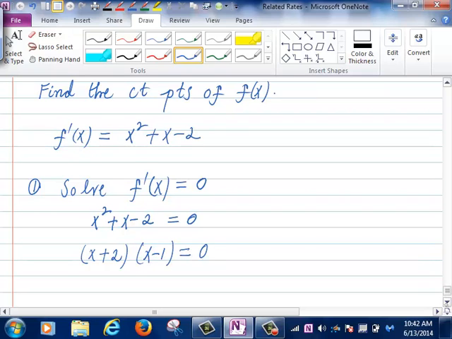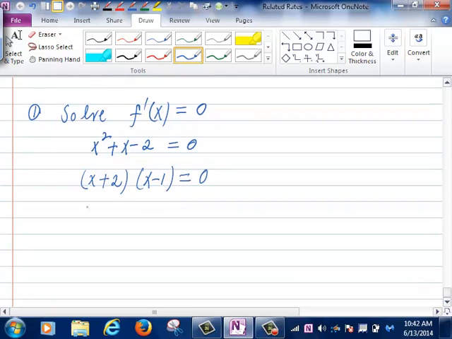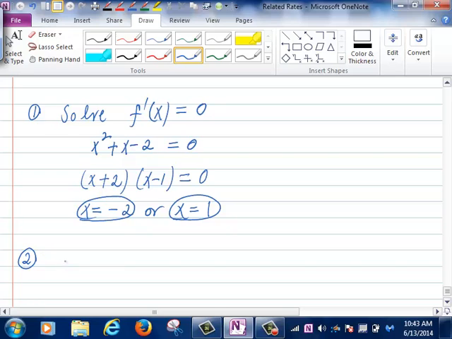So what are the values of x? Negative 2 or x is positive 1, right? Okay, so I obtained two critical points here, right? These are the points where the derivative vanishes. The second thing I have to do is find out where the derivative doesn't exist.